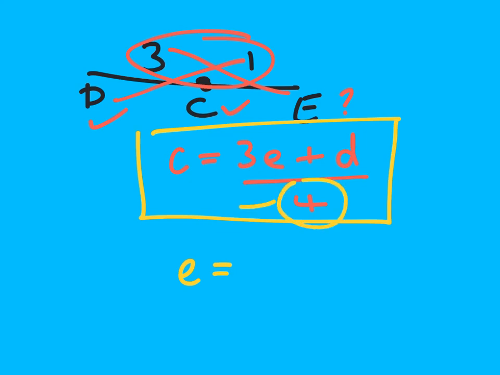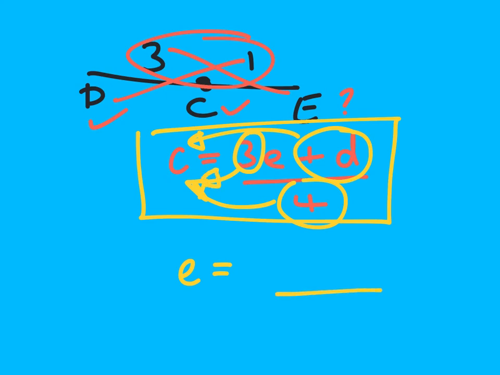How are we going to do that? We're going to get the 4 over to that side, then the D over to that side, and then the 3 over to that side, and we'll get a formula involving E. Once I've got a formula involving E, I can put in what C is and what D is, and then I can work out the coordinates of E. It's very similar to the first one, you just have to rearrange the formula first of all.